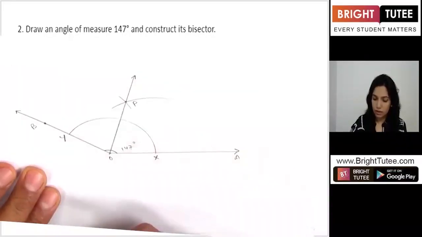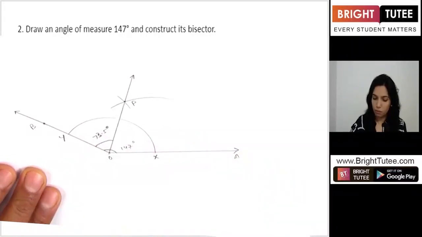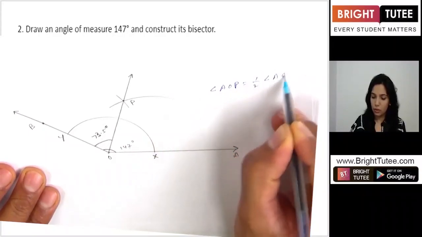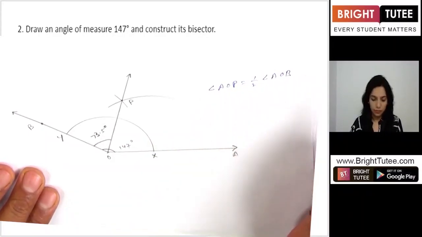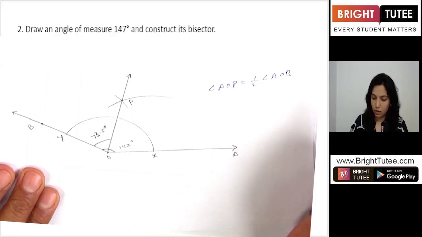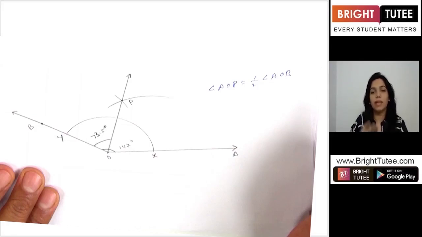So we have got angle AOP equals half of angle AOB. Clear? So if you do this accurately, you will get this kind of an image. And as it's shown to you, half of 147 is 73.5 degrees. Okay, so if you measure with the protractor, this is the measure of the angle. Here we have named it as AOP. Here they have named it as angle BOC. Okay, so any name you can keep.